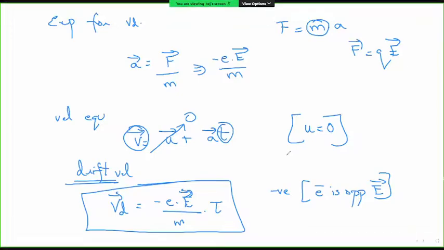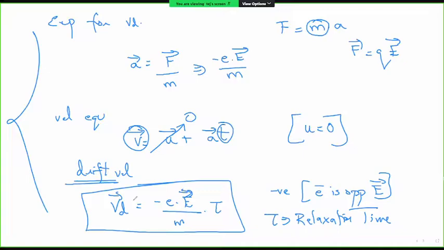So understand, guys, in this case negative has two meanings. The first is that the electron is negative. The second is that the electron is always opposite to the electric field. And what is the meaning of tau? Tau means relaxation time. m is the mass of the electron, and Vd is the drift velocity.